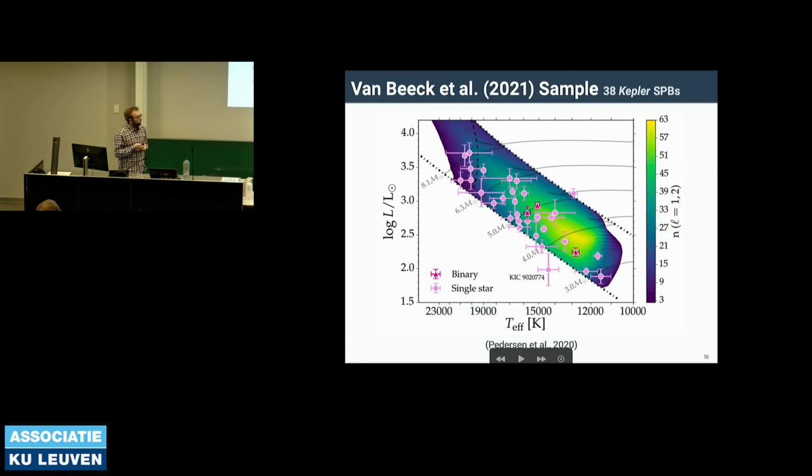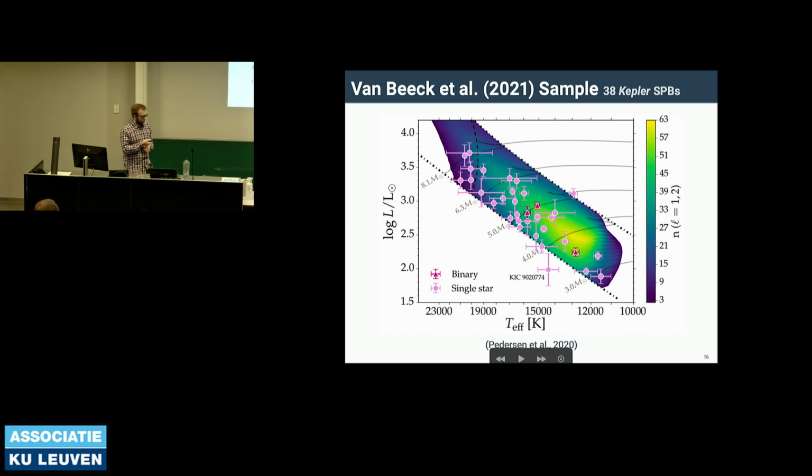And to do that, we look at a specific sample of SPB stars, a quite large sample of 38 SPBs observed by Kepler, which are situated on an HR diagram in this figure, where they have widely varying masses that span the entire SPB mass grid, so from 3 solar masses all the way up to 8 solar masses. You only have a few binaries in there and many single stars.